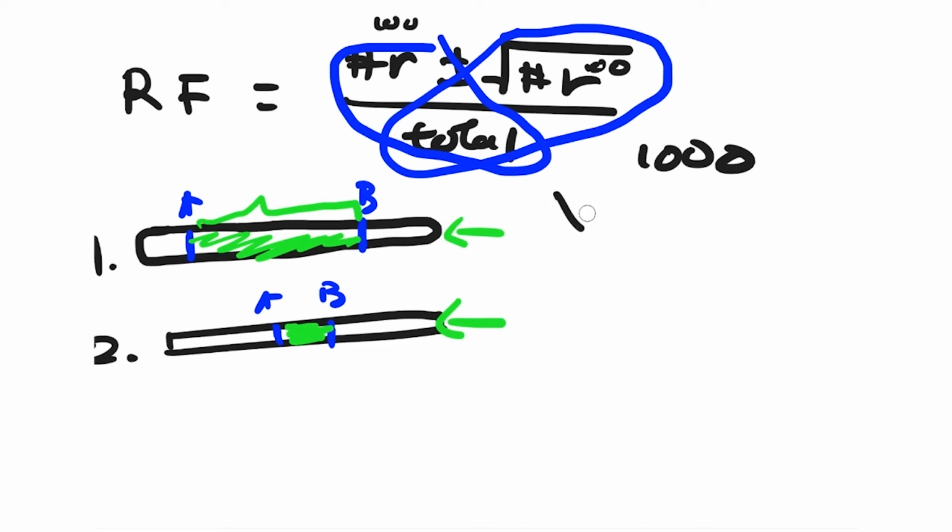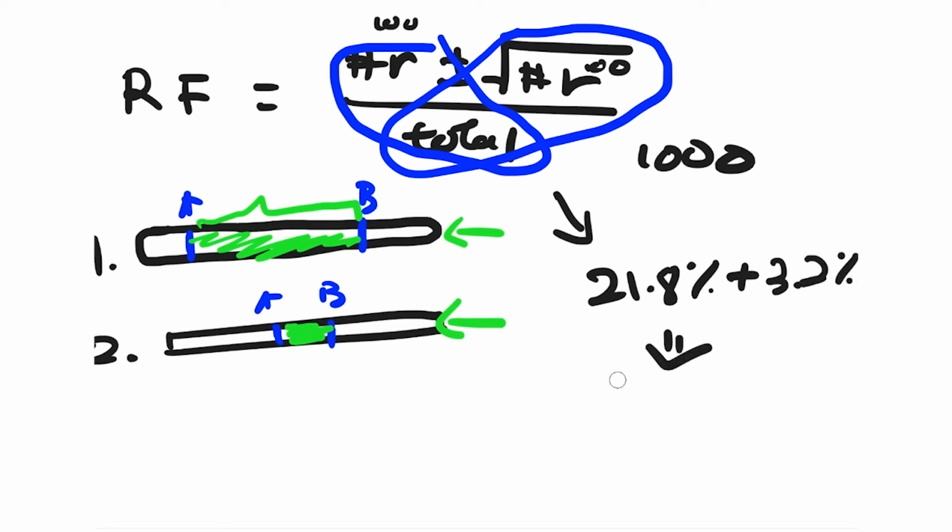For example, if the recombination frequency I'm getting is 31.8% plus or minus 3.2%, this can be directly translated into 31.8 centimorgan plus or minus 3.2 centimorgan. Centimorgan is like an arbitrary unit. So 1 centimorgan can actually mean 100 base pairs or 10,000 base pairs, or whichever fits the case.